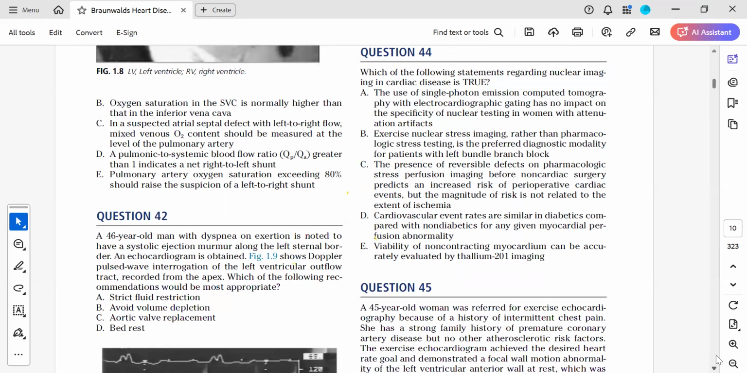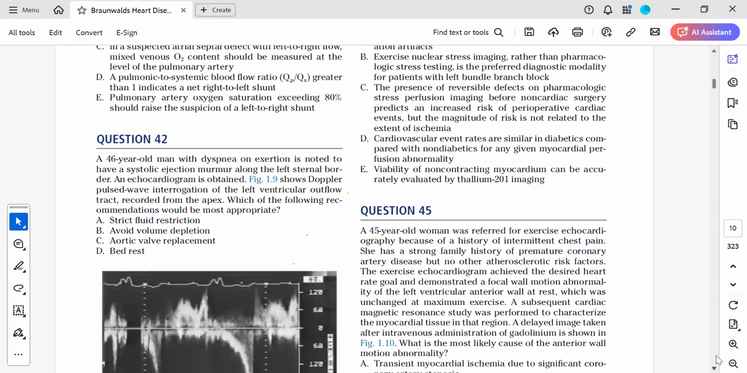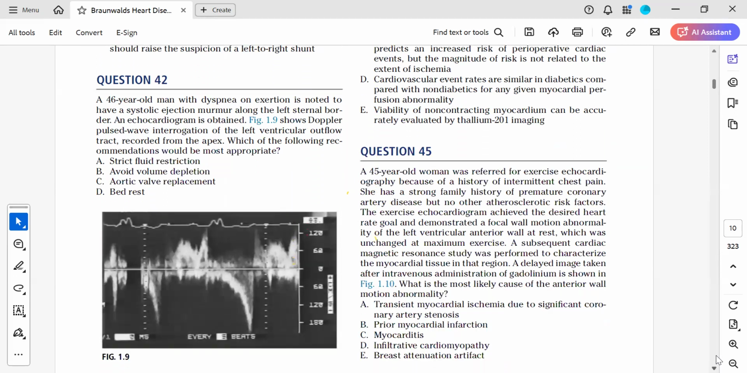So I'll proceed to question 42. A 46-year-old man with dyspnea on exertion is noted to have a systolic ejection murmur along the left sternal border. An echocardiogram is obtained. Figure 1.9 shows Doppler pulse wave interrogation of the left ventricular outflow tract recorded from the apex. Which of the following recommendations would be most appropriate?